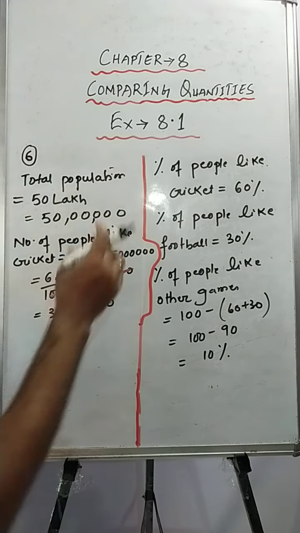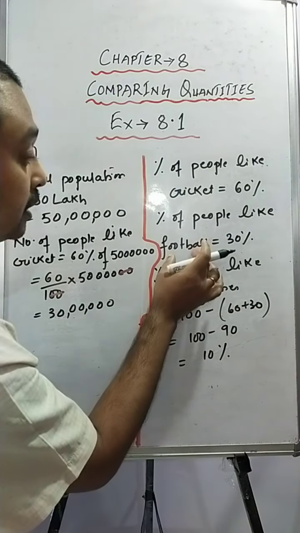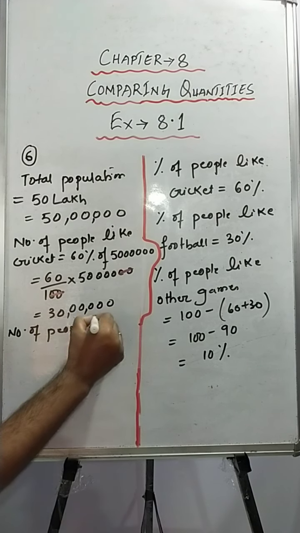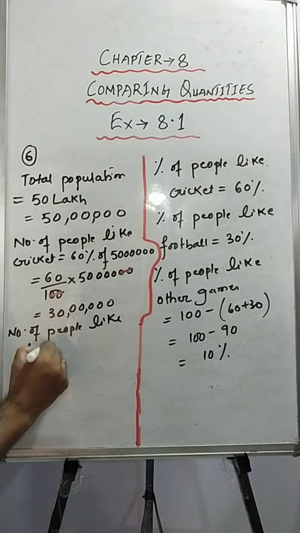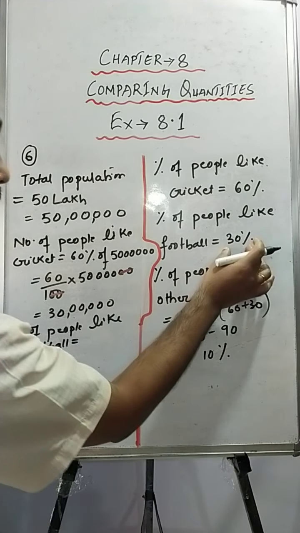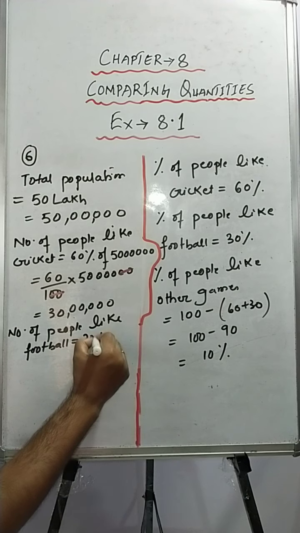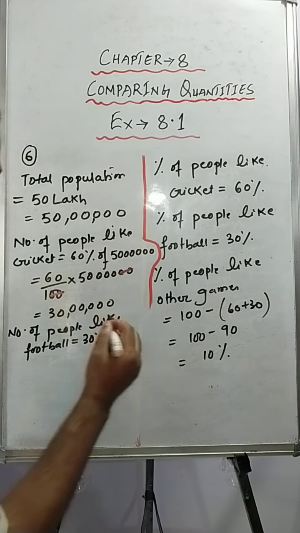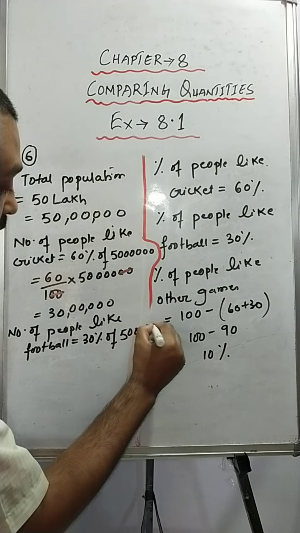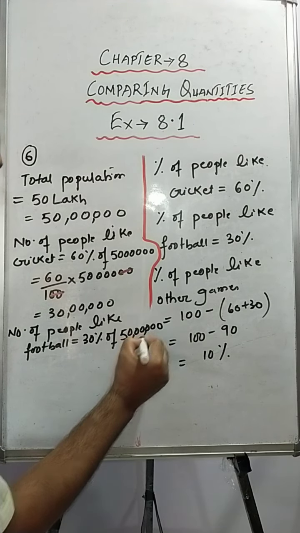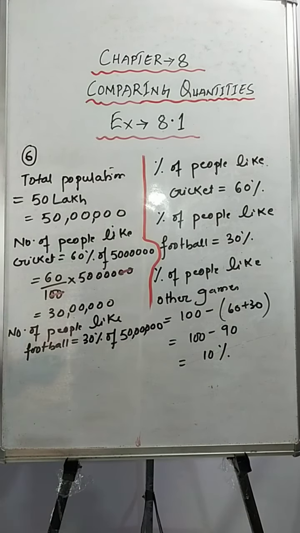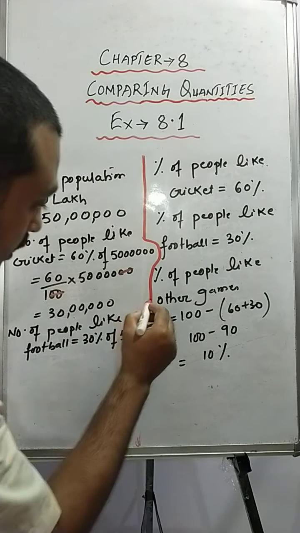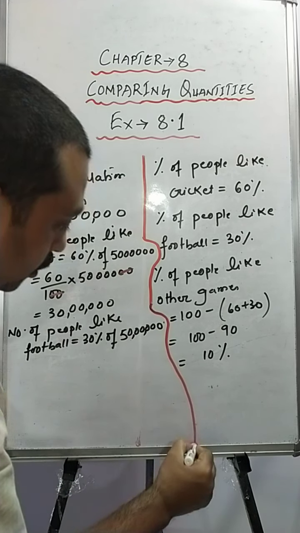Now what do we have to find out next? The number of people who like football. So the number of people who like football, that would be what? 30% of the total population, students. So we again have to find out 30% of 50,000, sorry, 50 lakh, with 5 zeros. Just a minute, let me adjust it. There is some space problem.